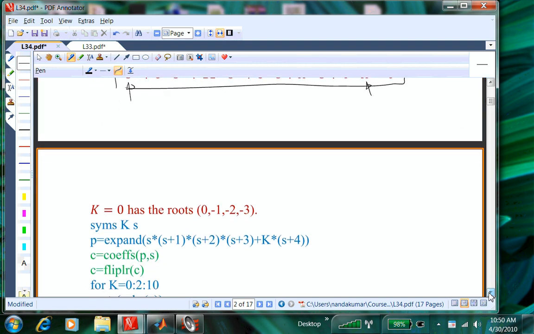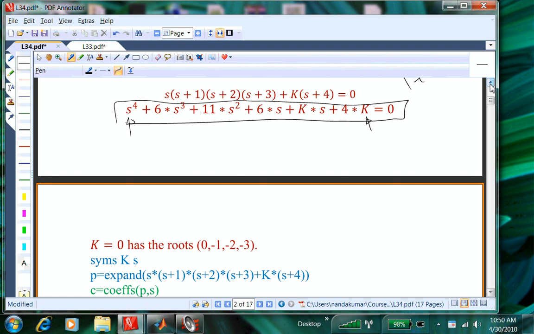Okay, so when K equals 0, we already know the roots. Put K equal to 0 here, and you are left with the poles. The poles are located at 0, minus 1, minus 2, minus 3. You don't see it in the expanded form, but in the factored form you do. That's one of the reasons why you write it in factored form in terms of the poles: you know where the starting points are for the roots. Okay?